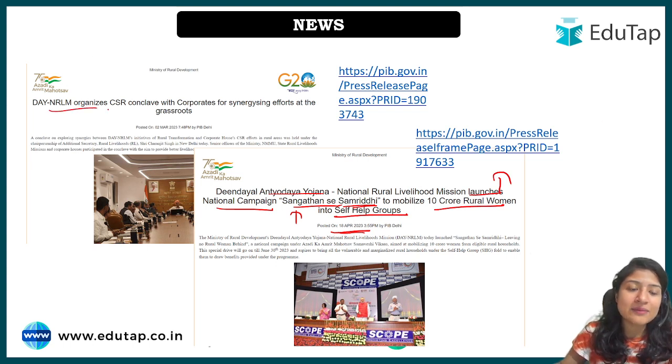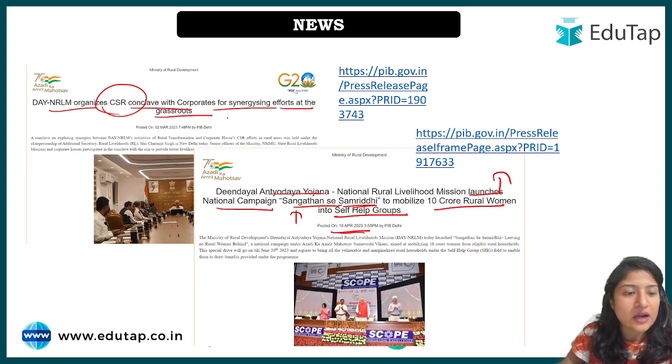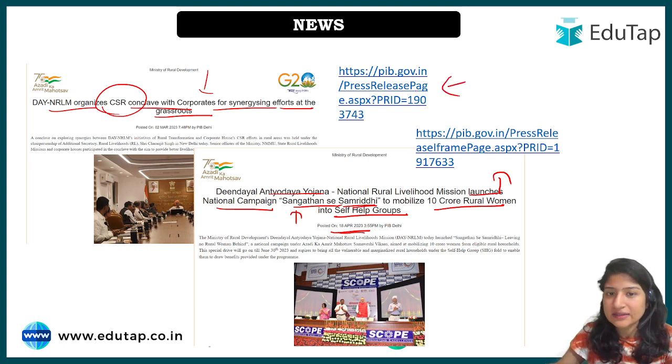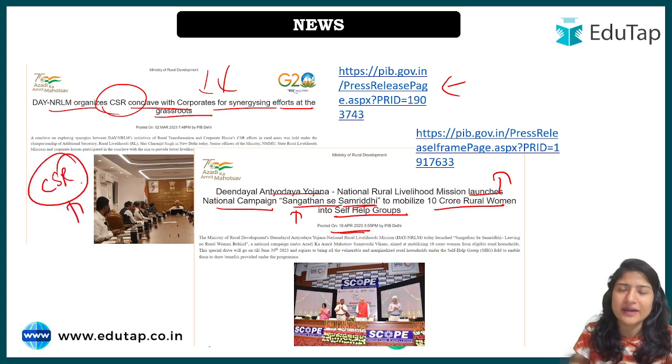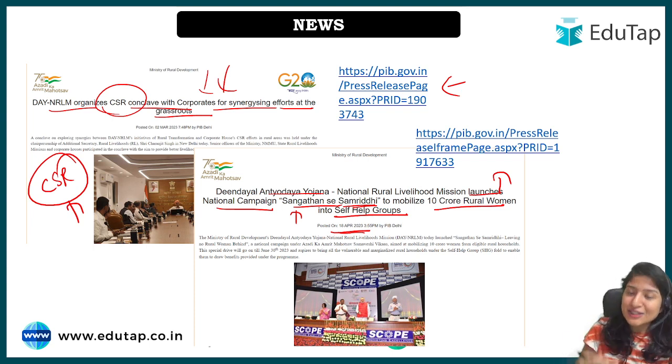Next is DAY-NRLM organized CSR conclave with corporates for synergizing efforts at the ground root level. Okay, so this was in news. Why CSR they are attached with it, you will understand when we'll be studying about the scheme also, and I've also added the link. The reason of adding the link of this particular one is because there's a lot of thing that has been written about the challenges of CSR and all these things. So that is why I've added the link, because you can actually utilize this in your descriptive answer if there's certain question that is associated with it.